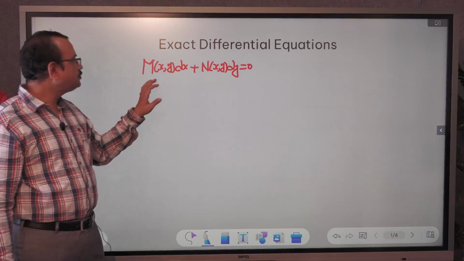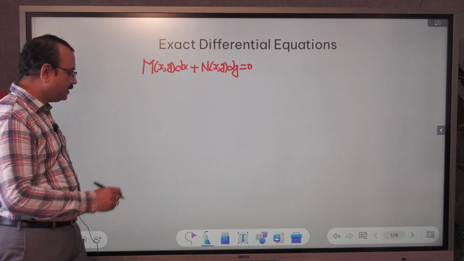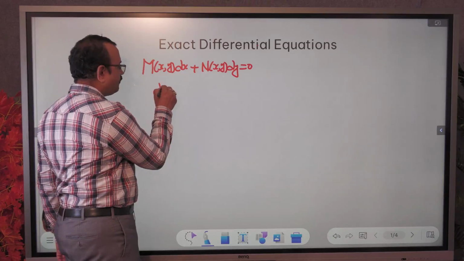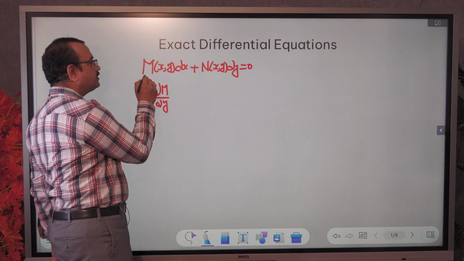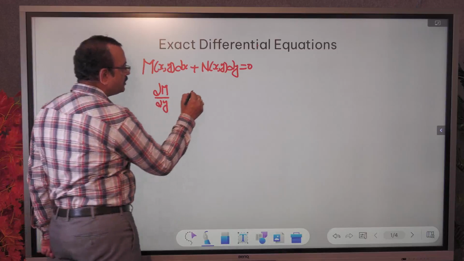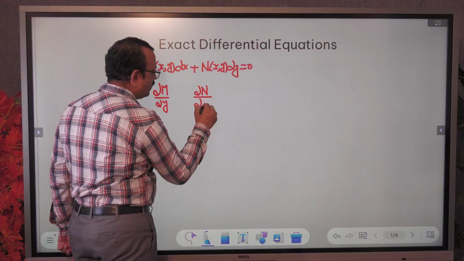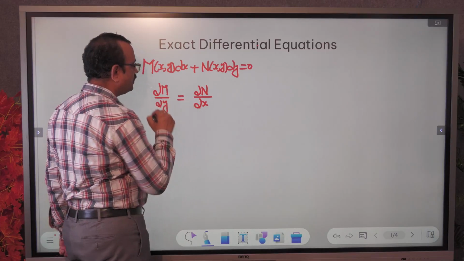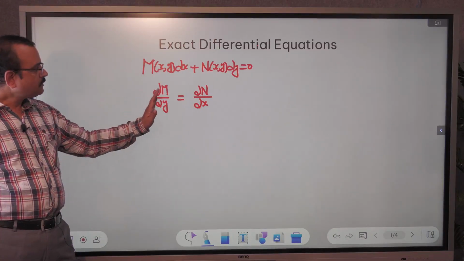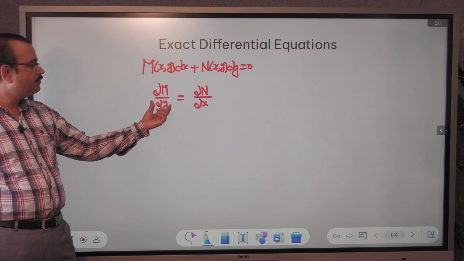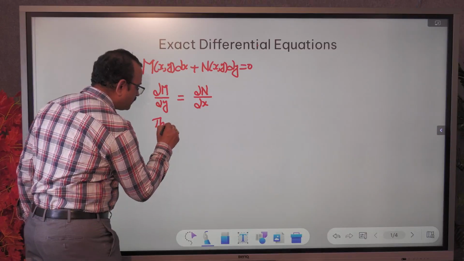Okay. So whenever you find any equation in the form M dx plus N dy is equal to 0, our first aim is to find dou M by dou y, that is, the partial derivative of M with respect to y, and similarly the partial derivative of N with respect to x. If we identify that these two are equal, then we can say that this equation is nothing but an exact differential equation.